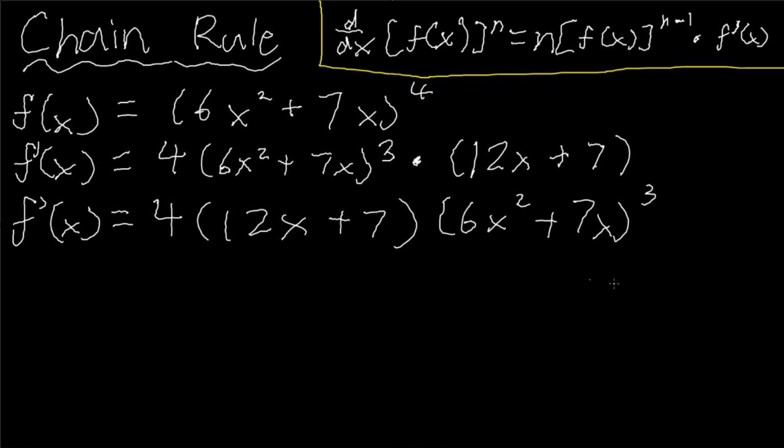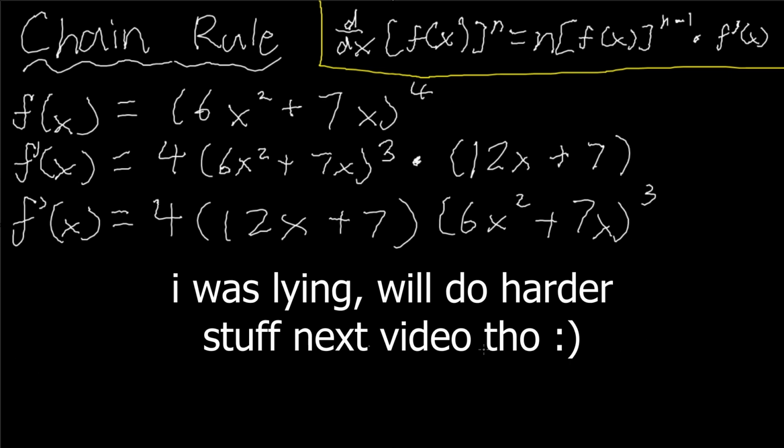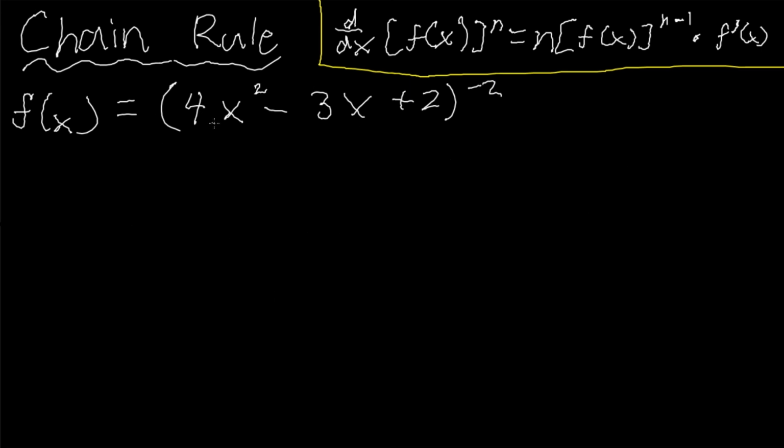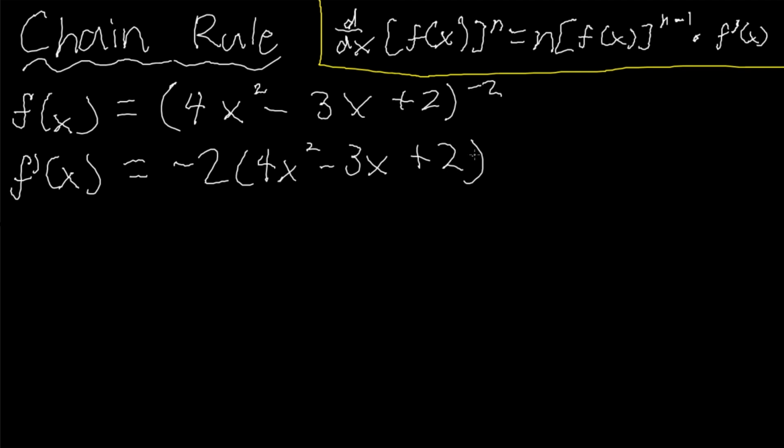Now, chain rule can get much harder than this, like the next example I'm going to do. Okay, so for this expression, we have a polynomial here, and the exponent is a negative power. So, let's solve this. Now, we know that we bring n to the front. That's just what you're supposed to do. But since it's a negative power, -2 minus 1 is -3.